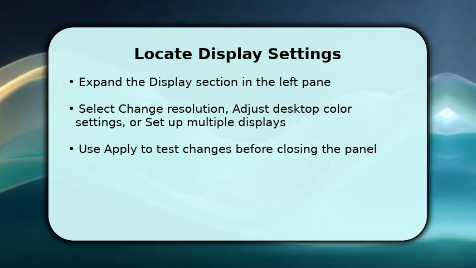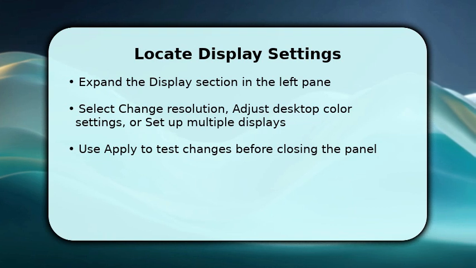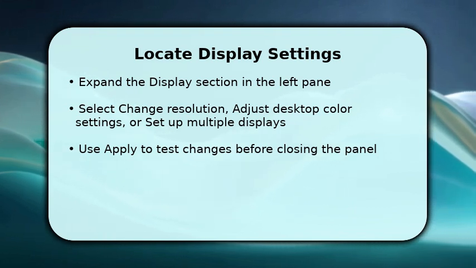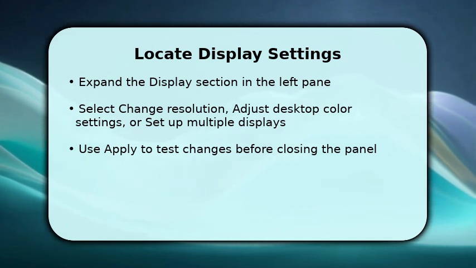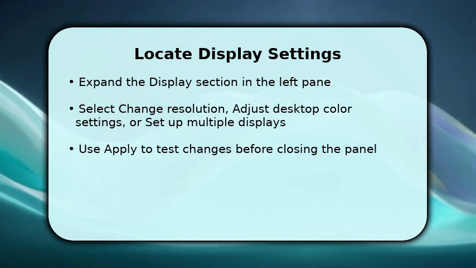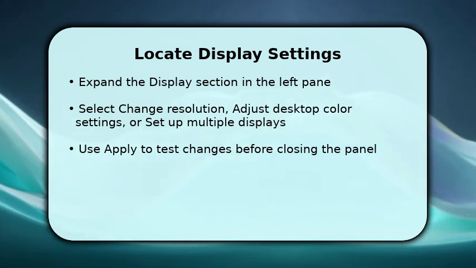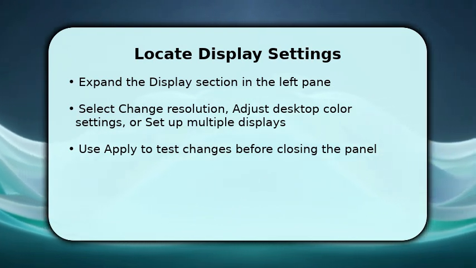Click Change Resolution to pick refresh rate and resolution, or open Adjust Desktop Color Settings to tweak brightness and gamma. If you have more than one monitor, choose Set up multiple displays and configure primary/secondary roles. Make sure to use the Apply button after each change so you can test the result. If a setting looks off, you can revert or fine-tune immediately.